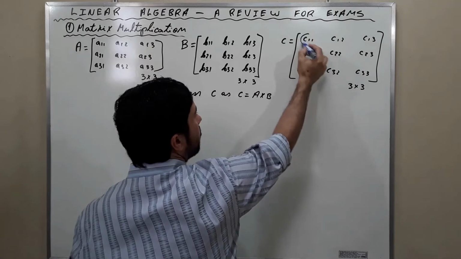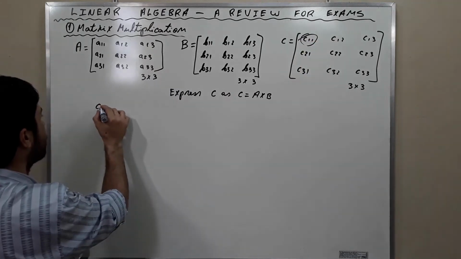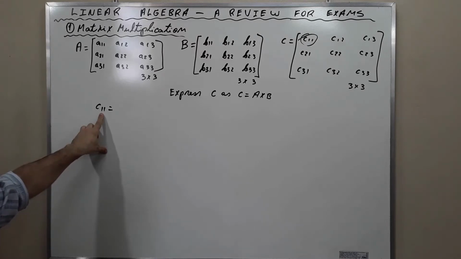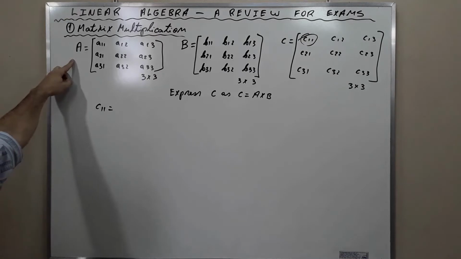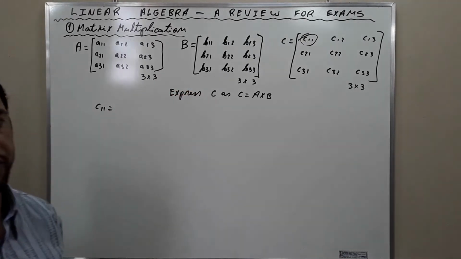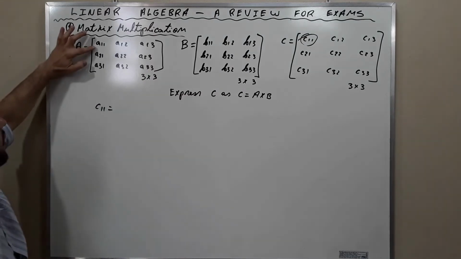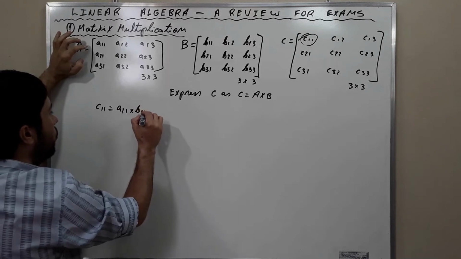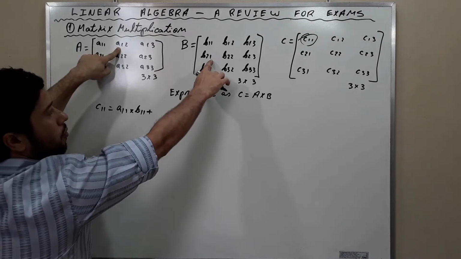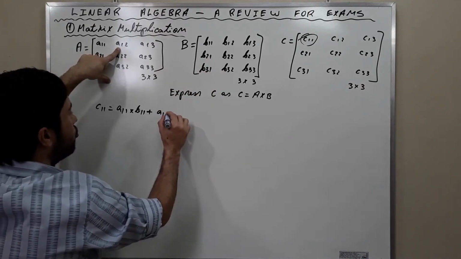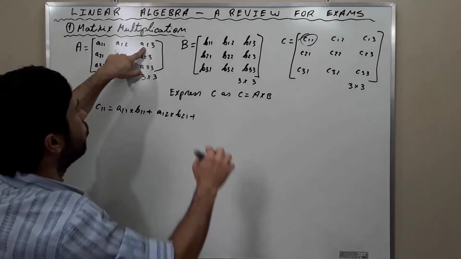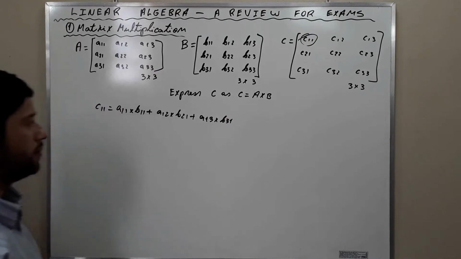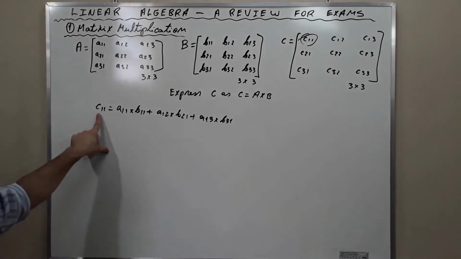Let's go first to C11. C11 is going to be obtained from the multiplication of row 1 of the first matrix and column 1 of the second matrix. Okay? We multiply then A11 times B11 plus A12 times B21 plus A13 times B31. Okay? And with this calculation, we find the C11.